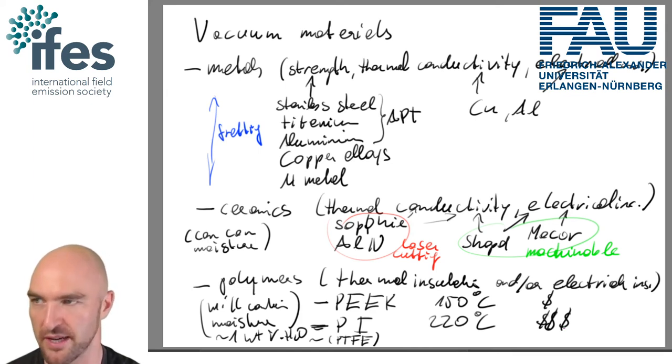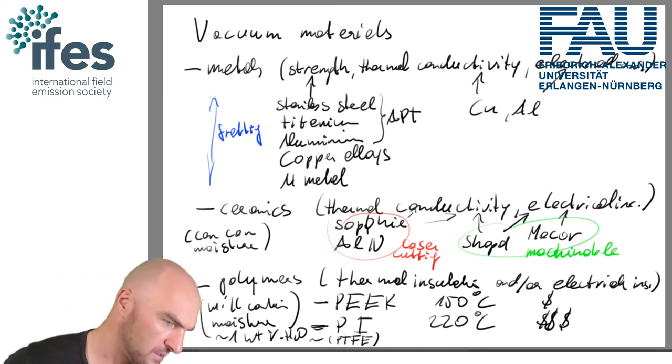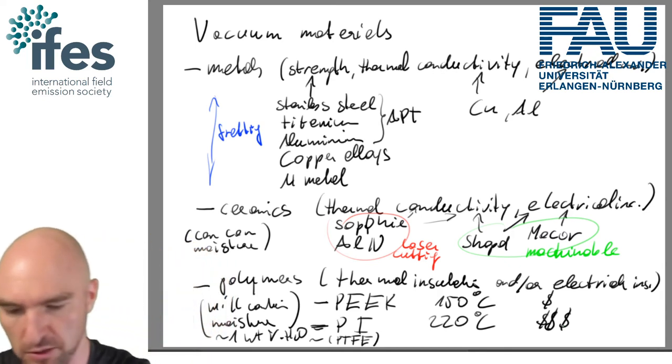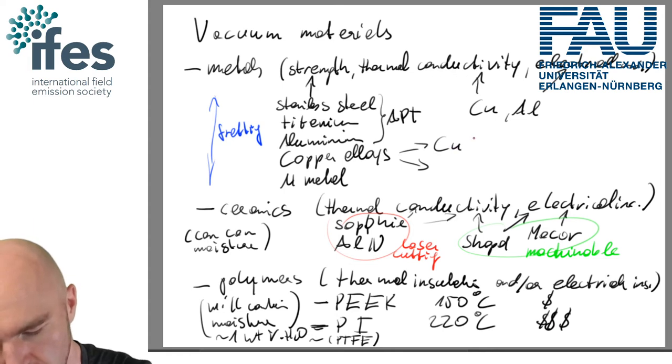But the materials I've shown you so far are actually the most common ones. Maybe one thing I could put down is the copper alloys that we use for strength mostly. They are copper beryllium, Berylco or whatever you want to call it, and copper chromium zirconium.